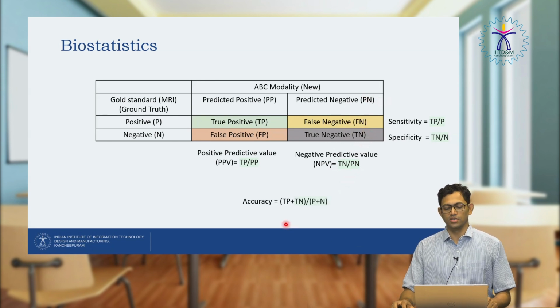So the accuracy is defined as the number of patients as true positive plus true negative divided by the total number of patients, that is positive plus negative.